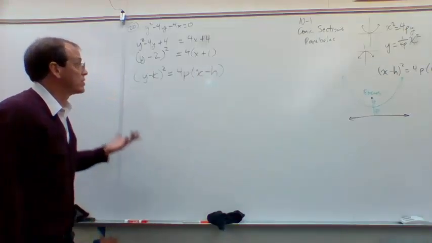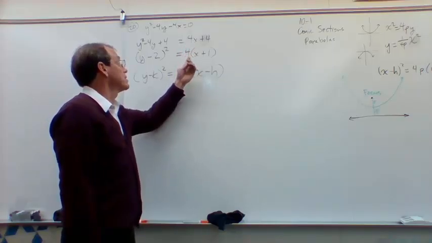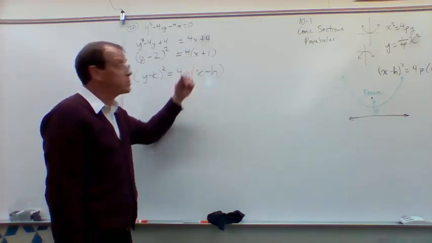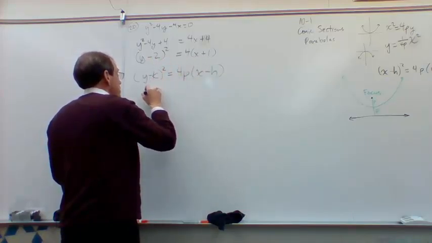So now I know where the vertex is. I also know what p is because it's too easy to calculate. Isn't this clearly going to be 1? p is clearly going to be 1. Okay, now my h, k is going to be for my vertex.